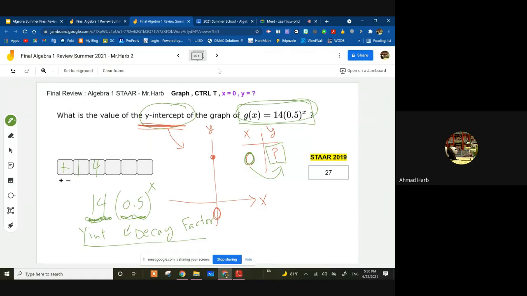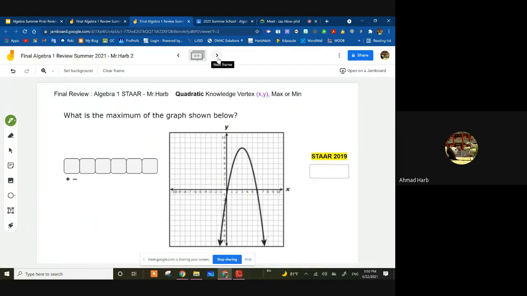The next question. Now this is a concept question. What is the maximum? The maximum of the graph. The maximum is where it hits the most, or where on the top. So this is the maximum point. But what's the maximum value? The maximum it reaches is on the y, so it's positive 8. That is the maximum, or the highest it can reach.